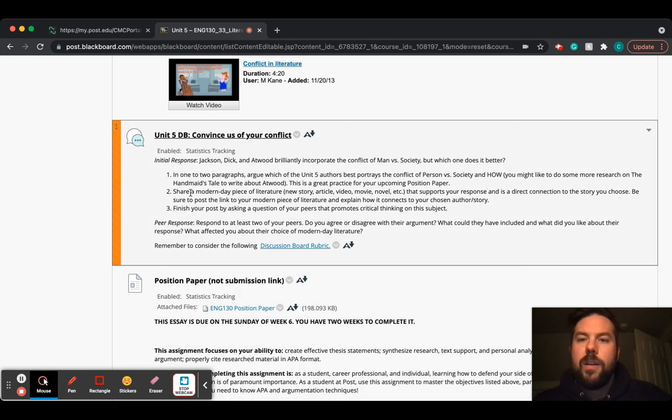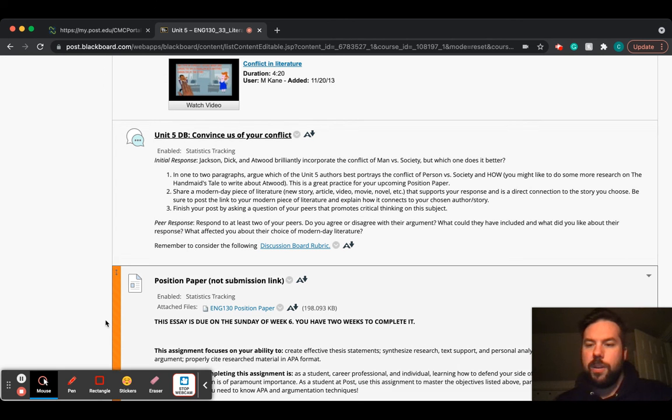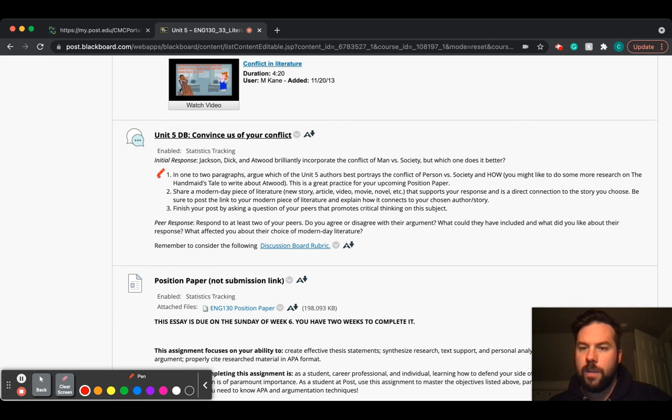But so your discussion board, two things, right? First, in 1 to 2 paragraphs, argue which of the unit 5 authors, that's all you've got to pick from, best portrays the conflict of person versus society and how. So you might like to do some more research on The Handmaid's Tale to write about Atwood. So it's a which one exemplifies it the most and how do you feel they exemplify it? Okay.